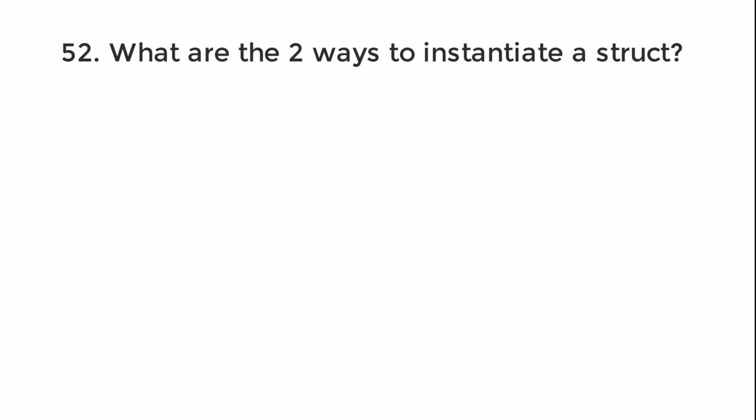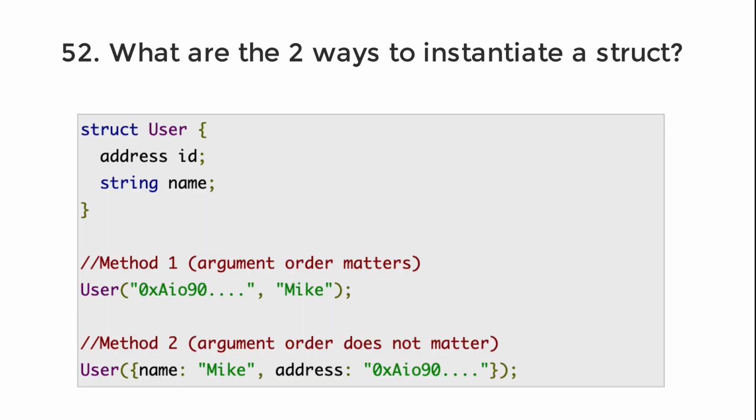What are the 2 ways to instantiate a struct? First, you can pass an ordered list of arguments. In this case, the order of arguments matters. And the other way is by using the curly braces notation where you have to specify the names of the arguments. In this case, the order of the arguments does not matter.